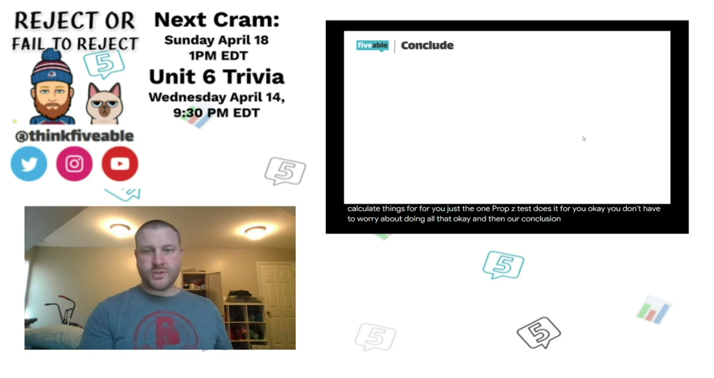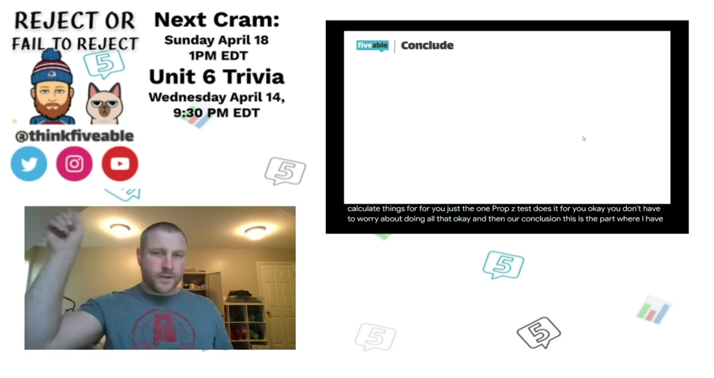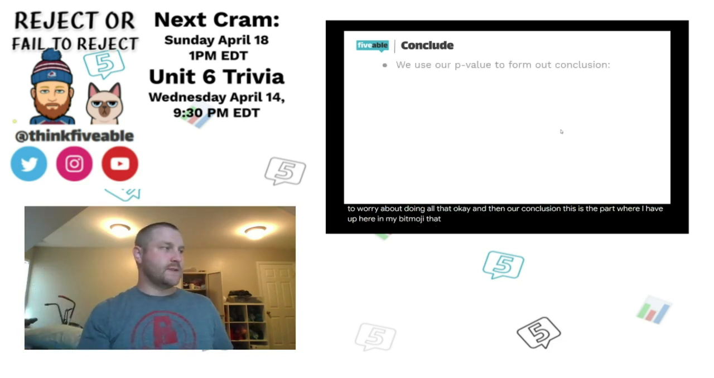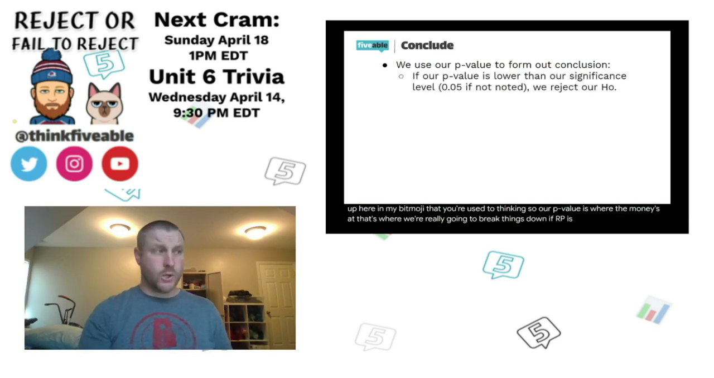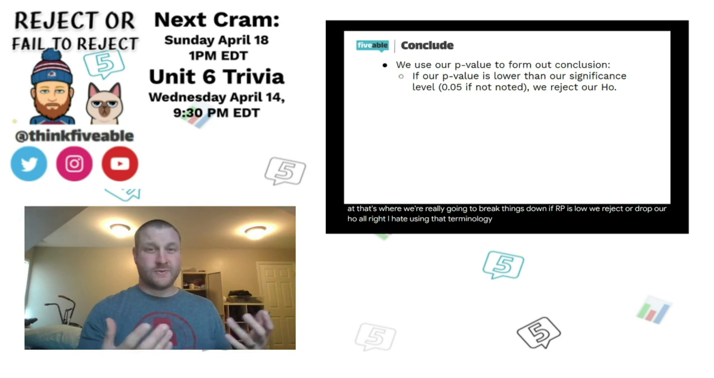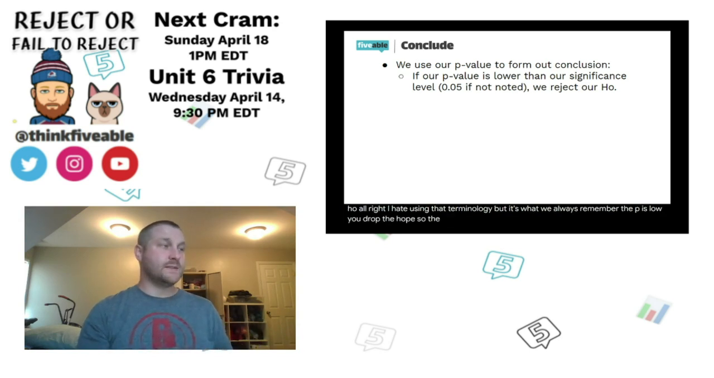Okay, and then our conclusion, this is the part where I have up here in my Bitmoji that you're used to thinking. So our p-value is where the money's at. That's where we're really going to break things down. If our p is low, we reject or drop our H-naught. All right, I hate using that terminology, but it's what we always remember. The p is low, you drop the H-naught. So if the p is lower than our significance level, which is typically 0.05, we reject our null hypothesis. That is evidence against that null hypothesis because it's such an extreme example.